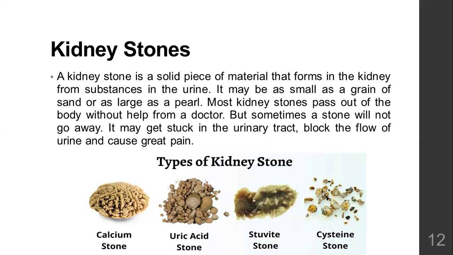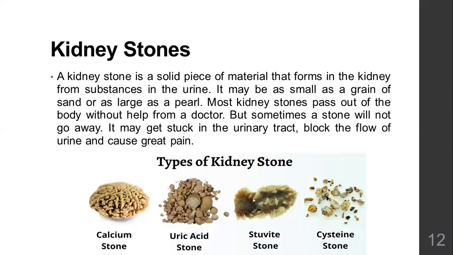Certain fruits and vegetables, chocolate as well, and nuts are also high in oxalate content. And in some cases, if you are overdosing yourself with vitamin D, that can also lead to a high concentration of calcium oxalate in your urine.